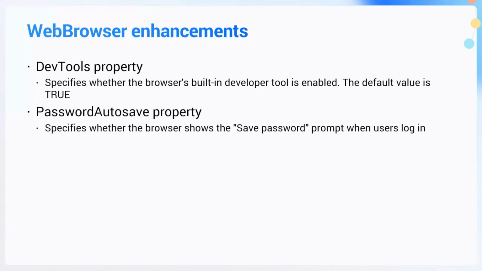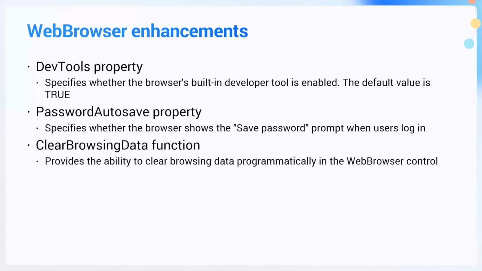The password autosave property is new, and it determines whether or not the browser shows the save password prompt when users log in. And the clear browsing data function is new, and it provides the ability to clear browsing data programmatically.